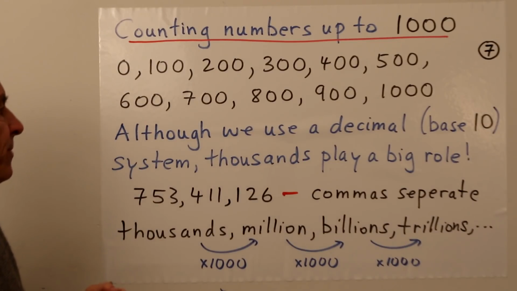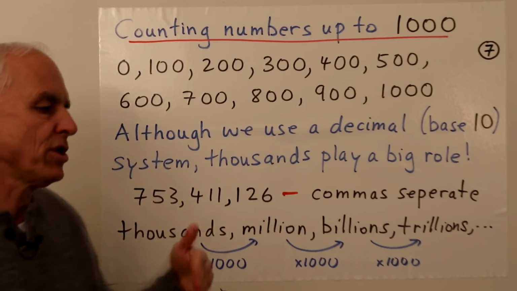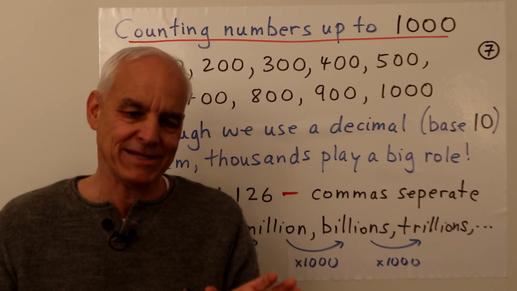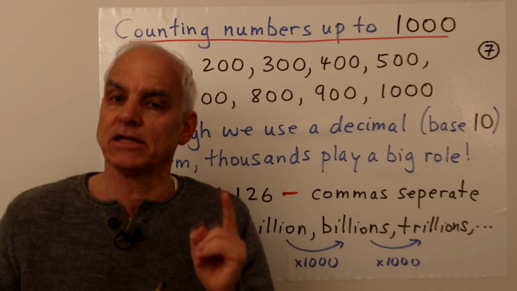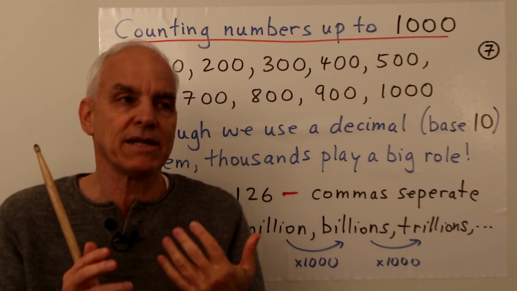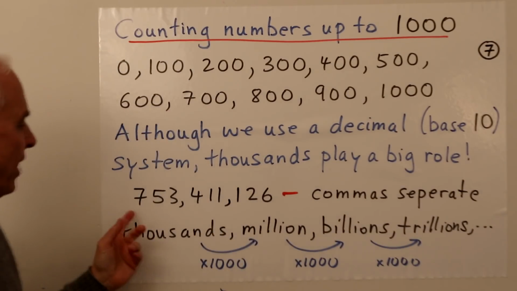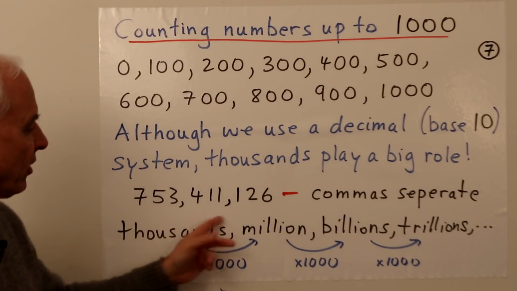Having some sense of the relative positions in this system of numbers from 1 to 1,000 is a very useful thing. So even though we do use a decimal system of numbers based on base 10, nevertheless, even in this decimal system, thousands play something of a distinguished role. And we can see that when we represent numbers in the usual fashion.